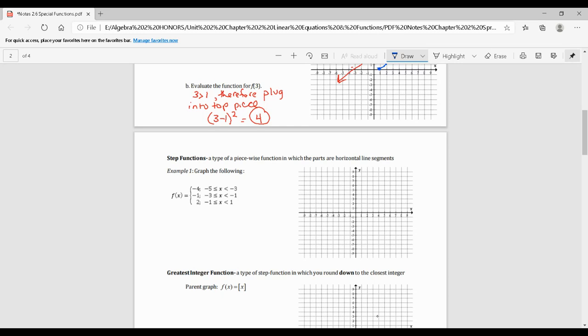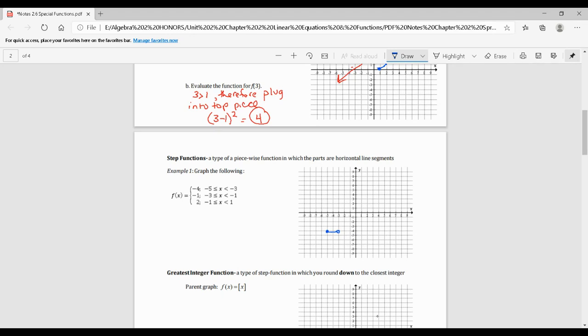So here's -5, and I want to equal -4. And I'm going to have a closed circle there because it's included. Now we're staying equal to -4 until my x value is -3. Here's the x value of -3. And so there I put an open circle. So I just graphed that first piece.